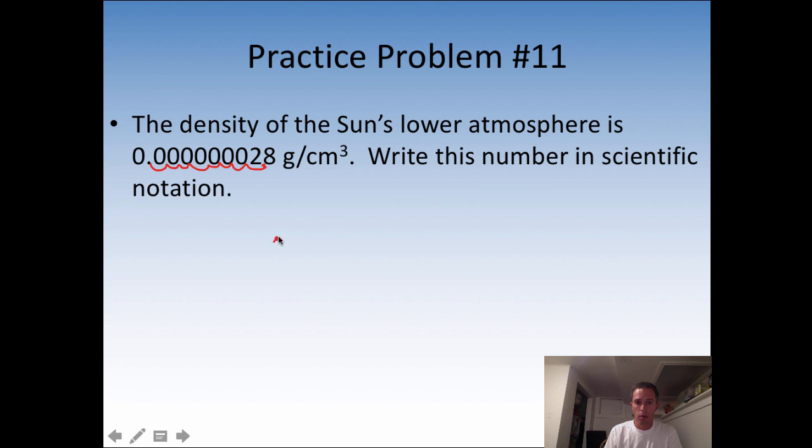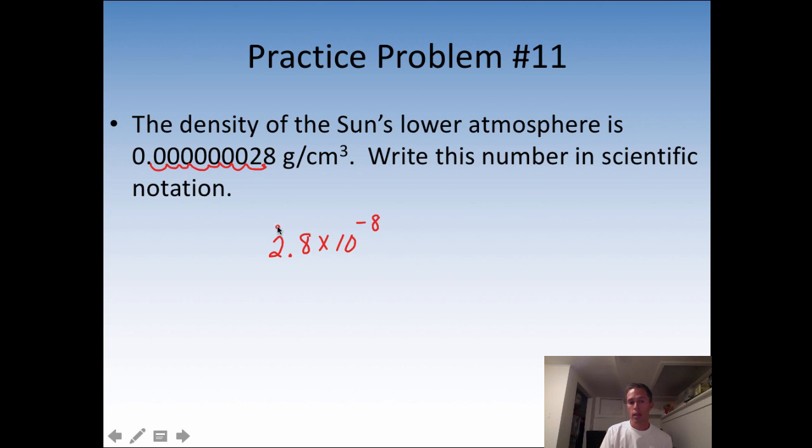So our coefficient is going to be 2.8 times 10. In this case, we moved it 8 times, but we moved it to the right, so that means it's got to be a negative 8. Was it 8? Let me count again. 1, 2, 3, 4, 5, 6, 7, and 8.